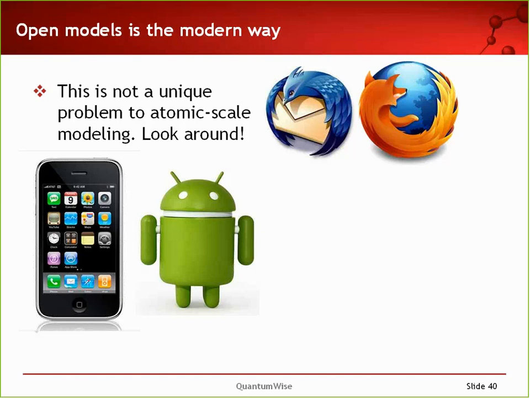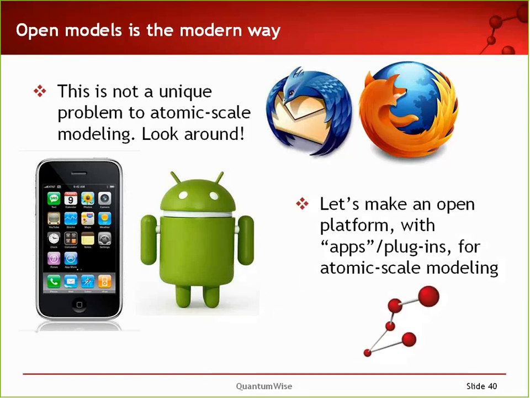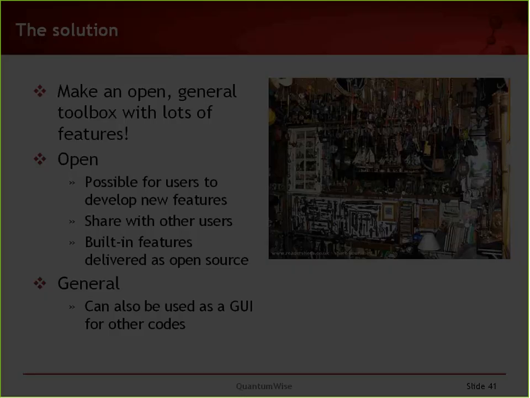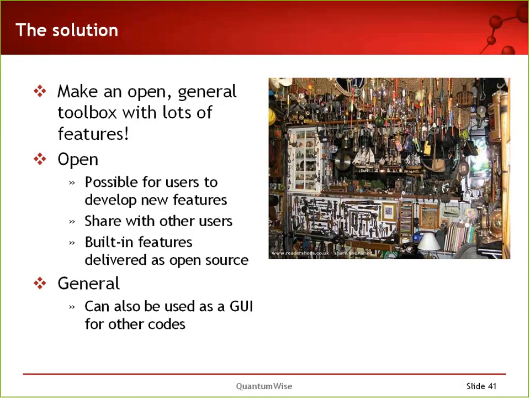It came to us that actually the solution is to make a platform where we can add plugins that define the specific functionality. So we decided to make a platform with apps or plugins for atomic scale modeling, and that is how our entire software functions. Essentially, it's a big toolkit of plugins, and you can add your own tool. If you find space in that garage there, you can hang your own tool, meaning that you can develop your own plugin, and of course you can share it with other people.